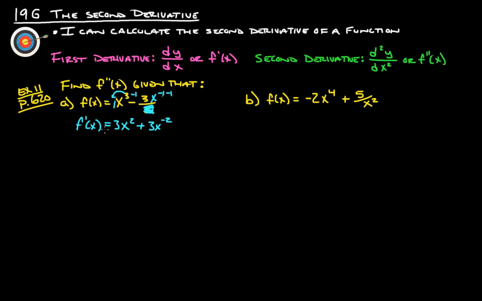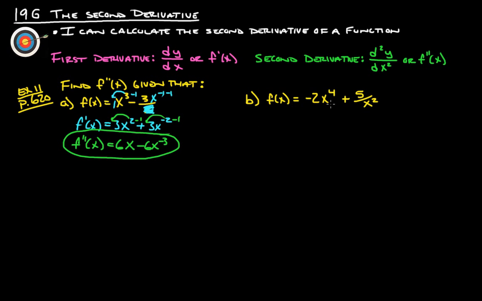Now we want to take the derivative of that, so that'll be f double prime of x. 2 times 3 gives us 6x. Subtract 1 from that, and that's 6x to the first. And then negative 2 times 3 is negative 6, and then we subtract 1 from that, so that's 6x to the negative third. And there is your second derivative. That's all there is to it.